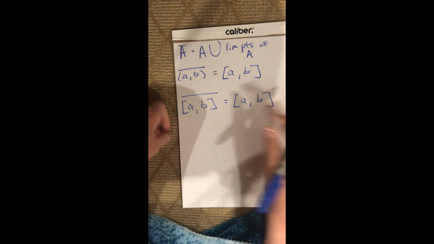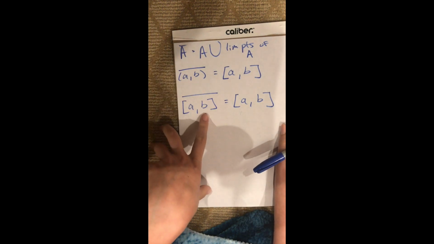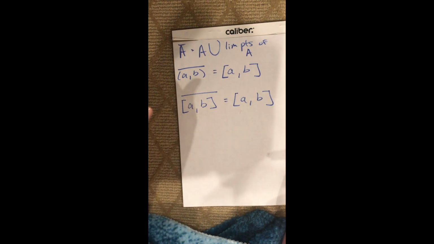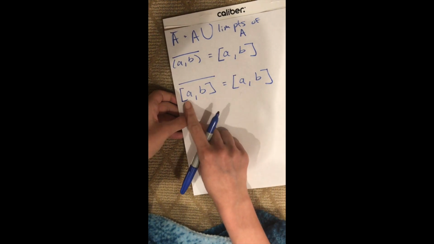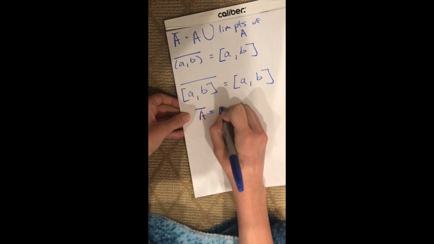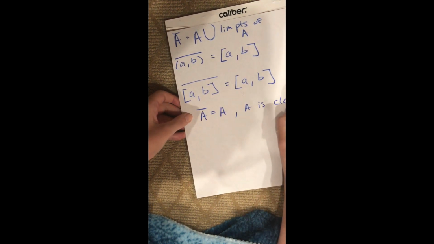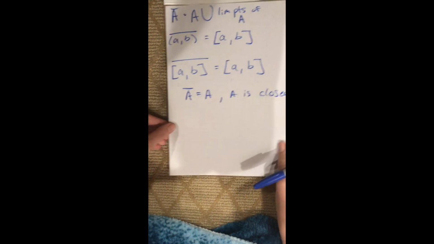For the exact same reasoning as we did for the open interval, a and b are limit points. All the points inside this interval are limit points, but none of the points outside of it are limit points. So when we have a set like this, where the closure of the set is the set itself, then we say A is closed.